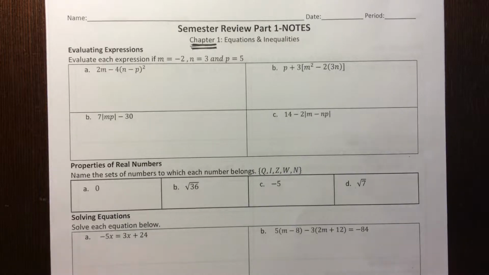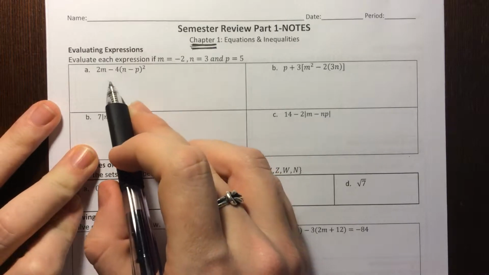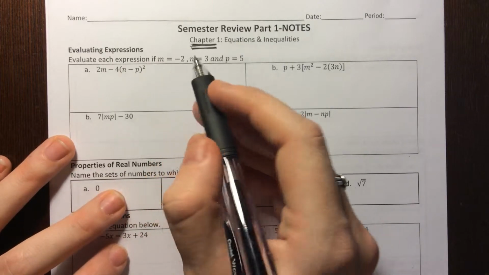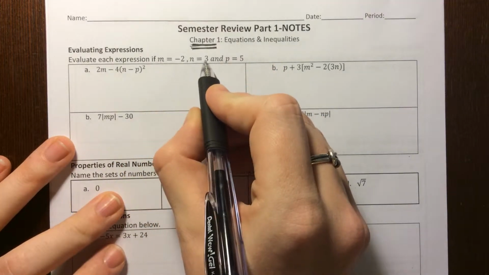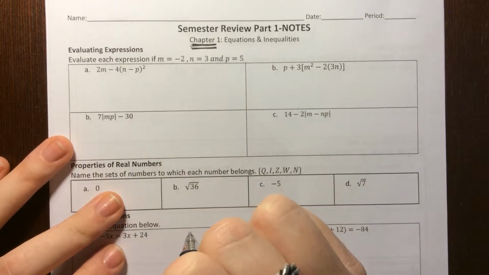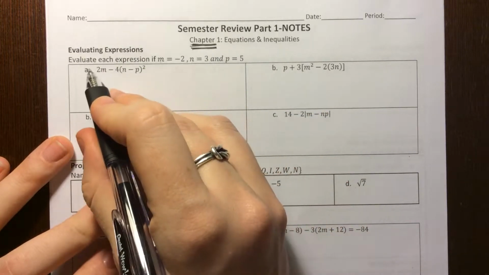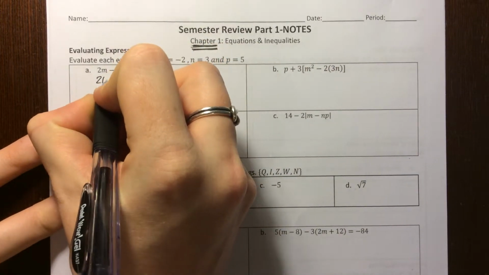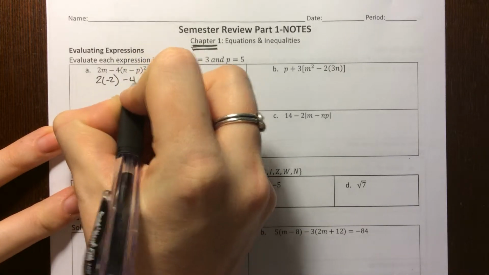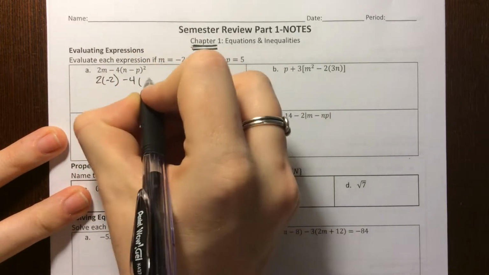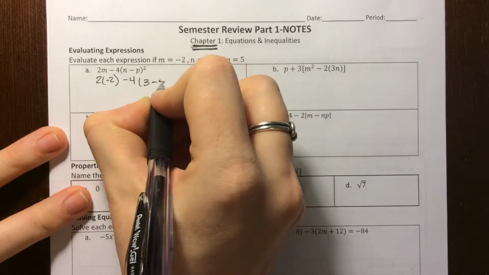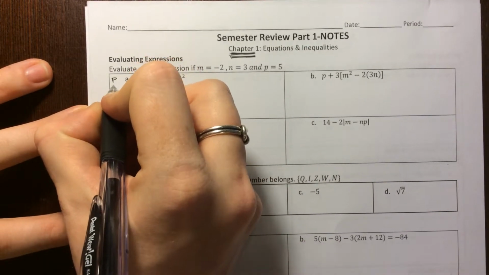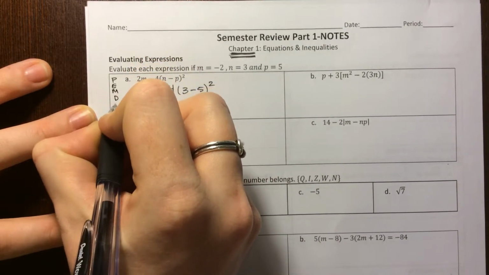So the first thing we're going to talk about is evaluating expressions. If you have an expression like this, it's an expression because it doesn't have an equal sign. All you're going to do is plug in -2 for m, 3 for n, and 5 for p, and figure out what the value of all these operations are. So we're plugging in -2: we have 2 times -2 minus 4 times n minus p, and n is 3 minus 5 squared.